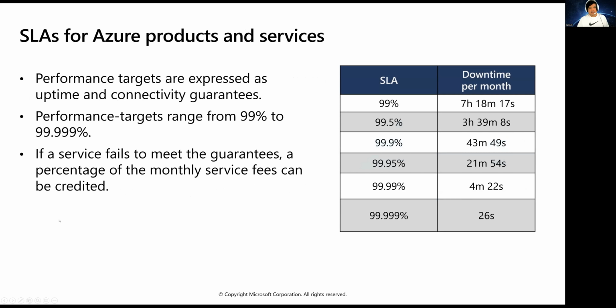SLA for Azure products and services. So performance targets are expressed as uptime. So ilang oras uptime and ilang oras downtime? And connectivity guarantees. So performance targets ranging from 99% to 99.999. Yung tinatawag na 5 nines. Okay, so dito SLA, pag sinabing 99%, meron silang 7 hours downtime. So pag nag-down yung host mo or yung web server mo, they won't be penalized. They won't pay you anything. Okay? Kasi legal, as per agreement, na they can have 7-hour downtime.